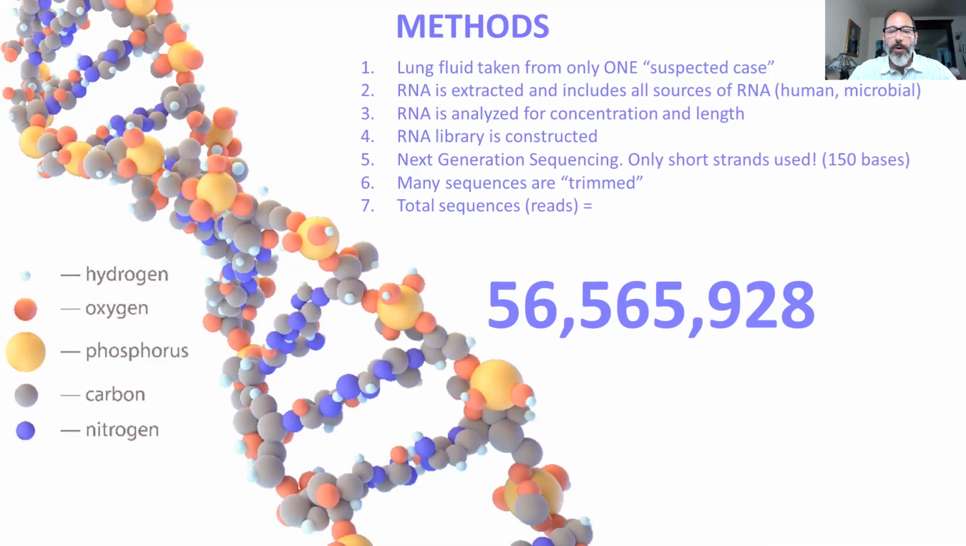So out of all the strands of RNA, we don't know where they came from. But they then saw how long these strands are and how many of them there are. And they selected out the short strands of 150 bases or less, because that's what they need to use for this technique. And they did some other processing to remove some of the sequences. And here's how many individual pieces of RNA were read in terms of their sequence in this study: over 56.5 million. And they call these reads. Okay.